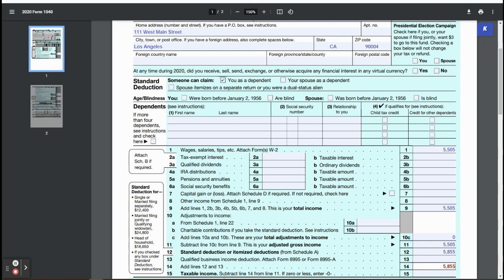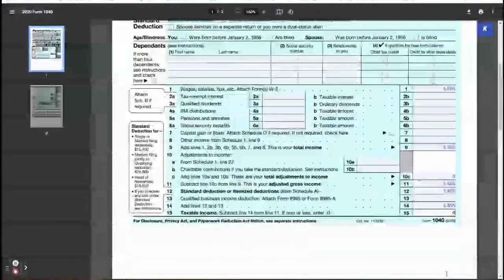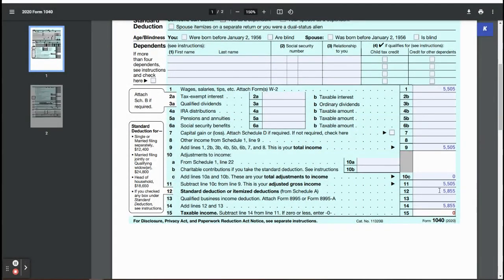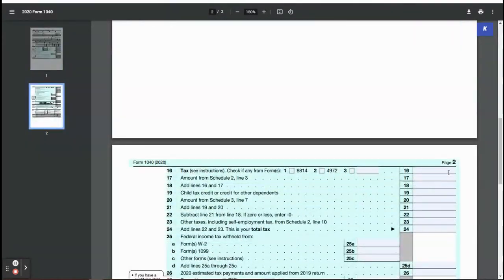And then on line 15, for the taxable income, it says subtract line 14 from line 11. If 0 or less, enter 0. So basically, when I take line 14 away from 11, 11 minus 14, it's going to give us a negative number. We can't have a negative number, so we're going to go ahead and put in 0. What this means is that since Edgar is a dependent and he did not make enough money, his taxable income is $0. And so his tax should be 0. And his total tax, again, is 0.